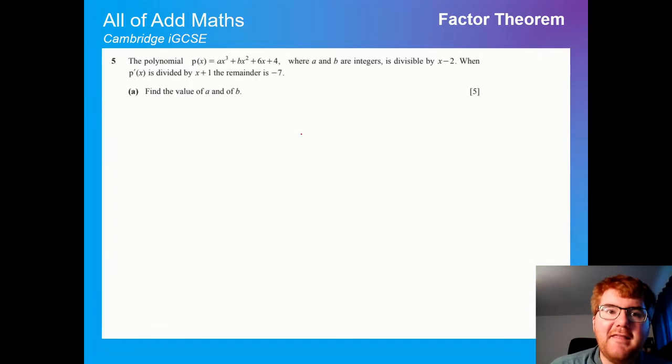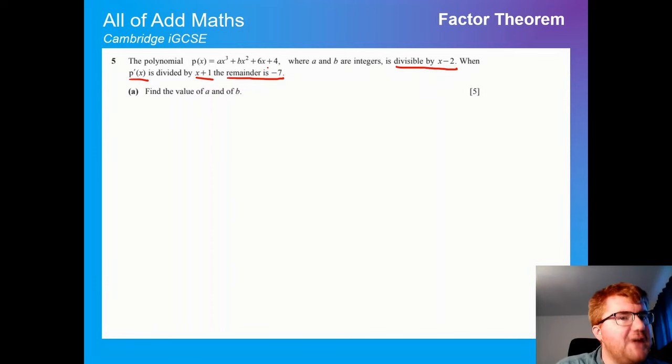Okay, so let's look at the factor theorem and remainder theorem. So we've got question 5 here. The polynomial we're given here, p of x, is equal to ax cubed plus bx squared plus 6x plus 4, where a and b are integers, that's important as we go through. And it's divisible by x minus 2. So I'm going to underline that. And also we're told that when the derivative of p, so p dash of x, is divided by x plus 1, we are given a remainder of 7. So that's our key information. And then we need to find the value of a and b.